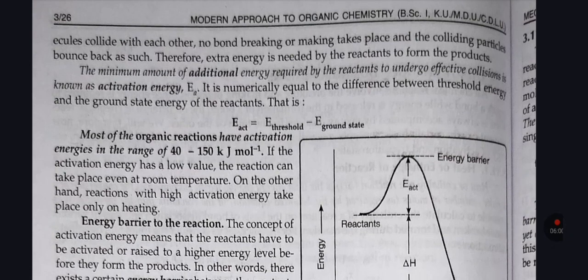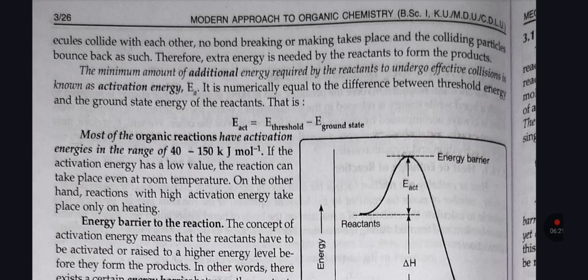The colliding particles bounce back as such. Therefore, extra energy is needed by the reactants to form the product. The minimum amount of additional energy required by the reactants to undergo effective collision is known as activation energy, Ea. It is numerically equal to the difference between the threshold energy and the ground state energy of the reaction.